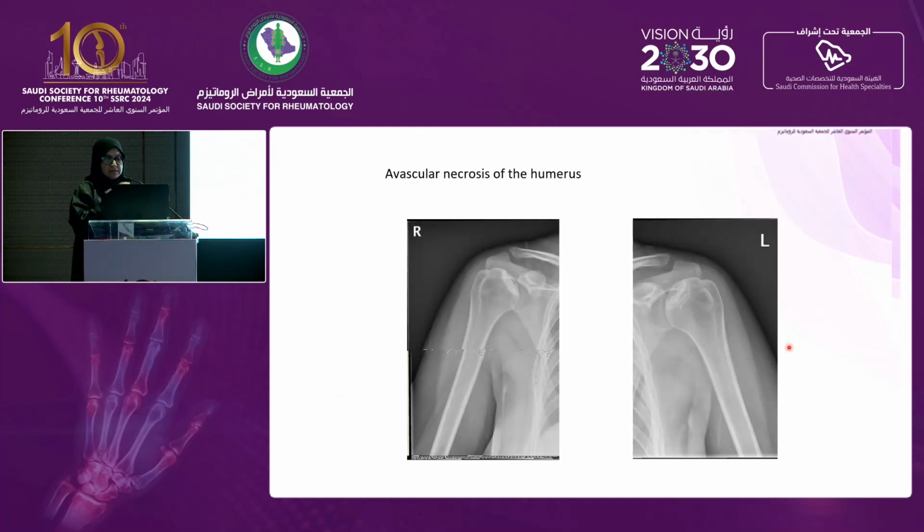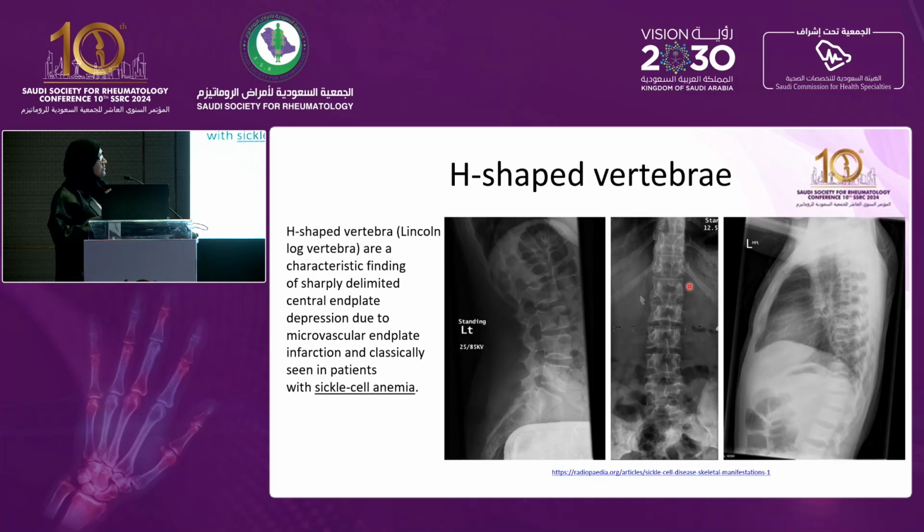The shoulder also, the humerus, is involved the same way, and as you see here, there is collapse of the head of the humerus. The vertebra can be involved due to recurrent infarction of the vertebra, and it will make a shape they call H-shaped vertebra. And this is the classical one here. You see here, like an H-shape.